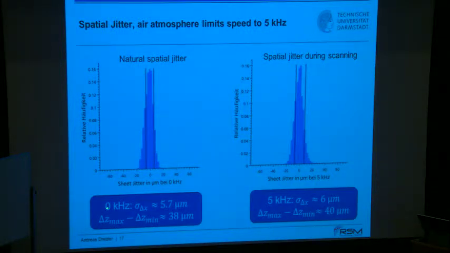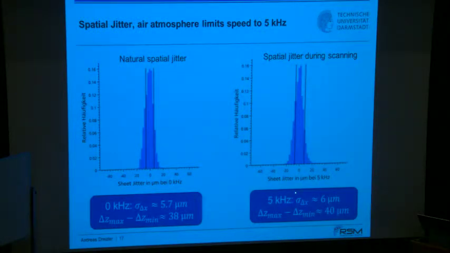polygon scanner, meaning at 0 kilohertz. You find here naturally occurring pointing instability. Each laser is characterized by its pointing instability, which of course causes a certain jitter in the location where you perform your measurements. If you take this occurrence here, then you find something like a 1 sigma deviation of roughly 5.7 micrometers.